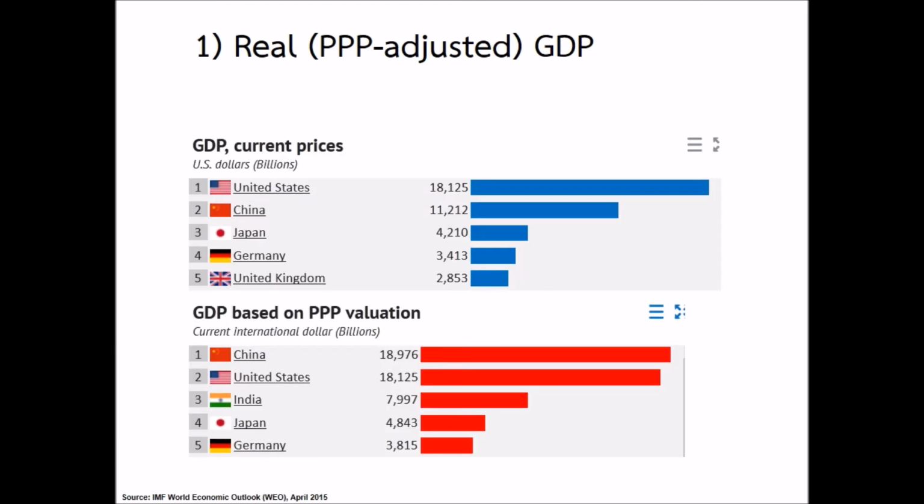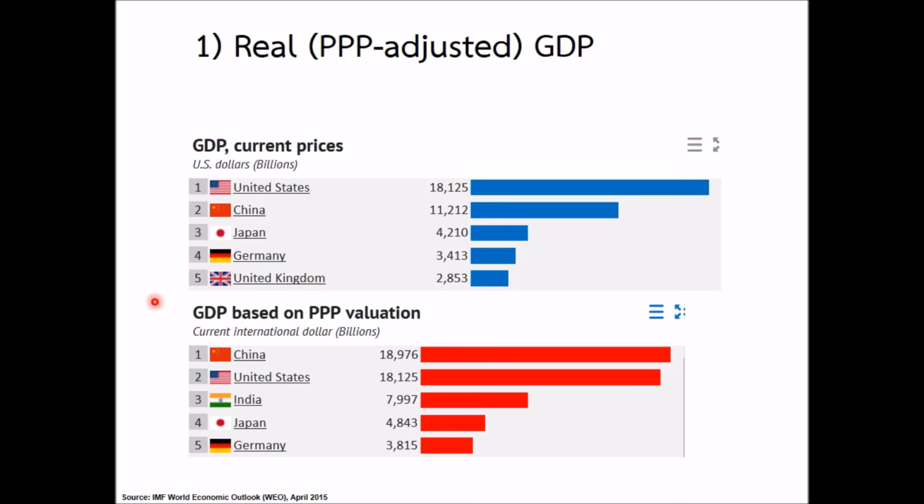Let's look at some statistics. Those are the 5 countries with the highest nominal GDP in the world in the year 2014. The first one is the United States, second China, number 3 Japan, 4 Germany, and 5 United Kingdom.